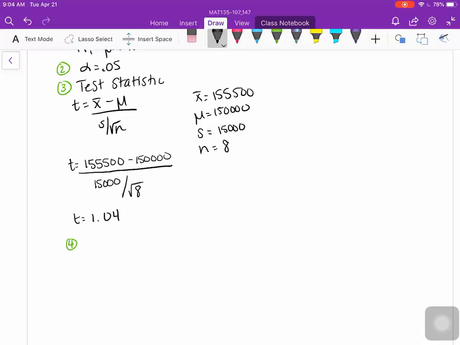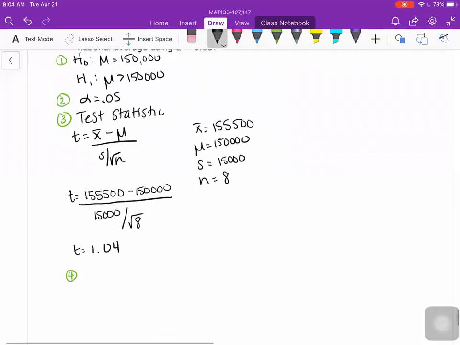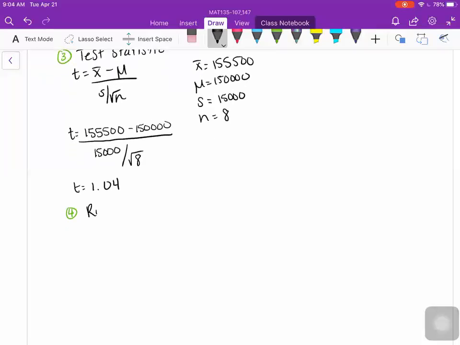Step 4, we begin by identifying what type of test we have. In this case, we have a right-tailed test. And we're going to use the critical value method for this particular test. Again, we know that the critical value is based on alpha. Because this is a t-test, we're going to use inverse t to find our critical value. And to make our decision, we compare our critical value to our test statistic.